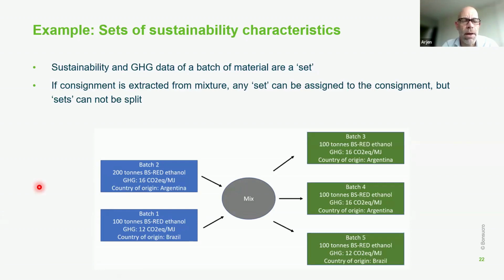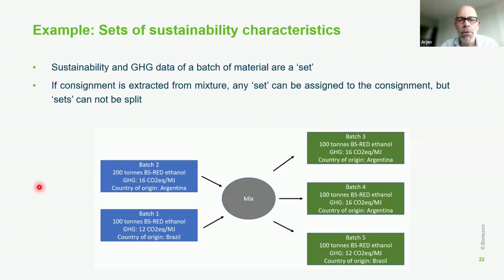Batch two has a greenhouse gas intensity of 16, and its country of origin is Argentina. Whereas the sustainability characteristics of batch one are a greenhouse gas intensity of 12 and the country of origin Brazil. Those two batches go into this mix, and from that mix, three batches are taken.